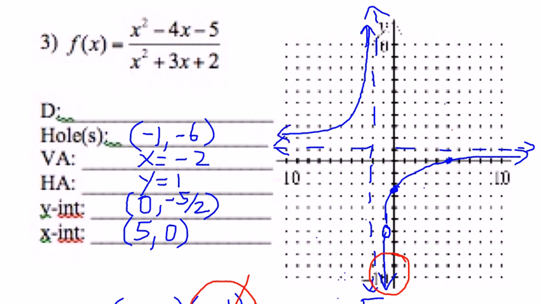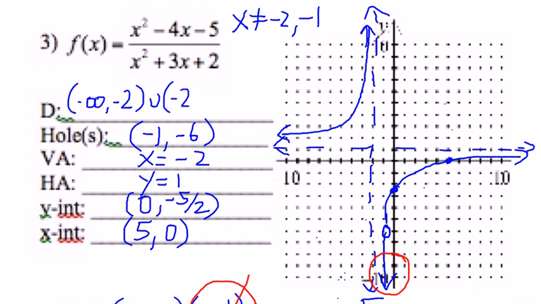Then for domain, you just need to think about what x is not allowed to be. So in this case, x is not allowed to be negative 2 or negative 1, but anything to the left of negative 2 is okay, so negative infinity to negative 2. Anything in between negative 2 and negative 1 is okay, and anything to the right of negative 1 is okay.